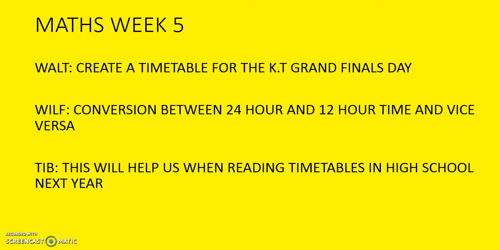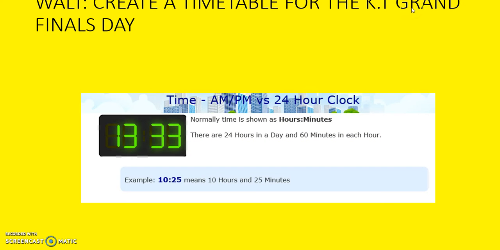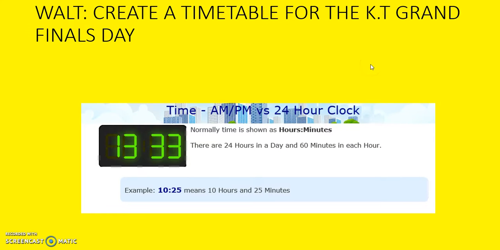And why are we doing this? Well, I think it's a perfect time, because learning about 24-hour time and 12-hour time will help us when reading timetables in high school next year. So I think that's really important. So that's Maths Week 5. That's our goal. At the end of this lesson, what we want to do is create a timetable for the KT Grand Finals day, which is going to be absolutely huge.